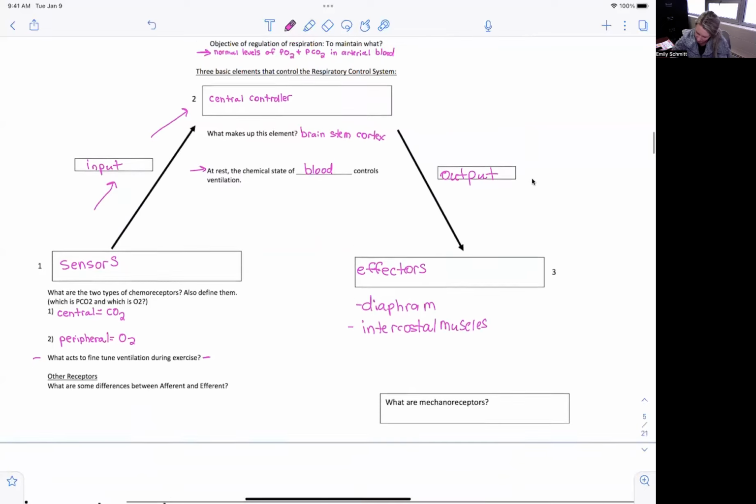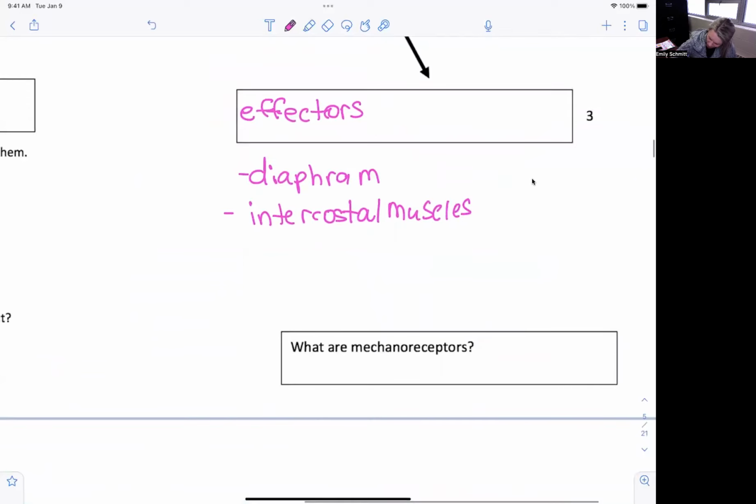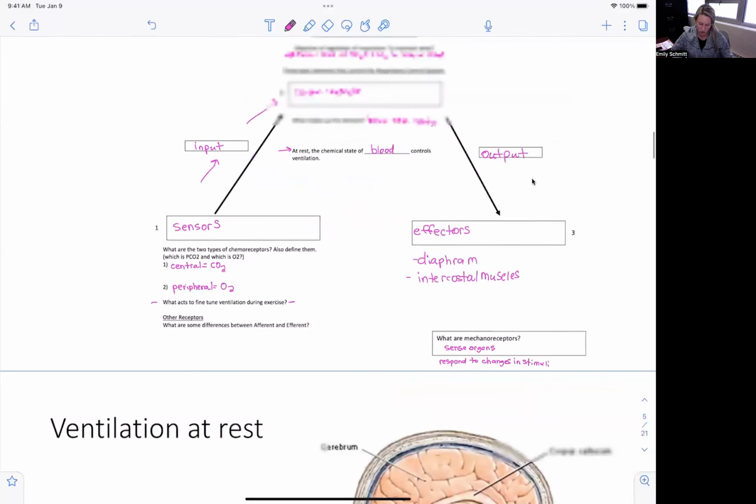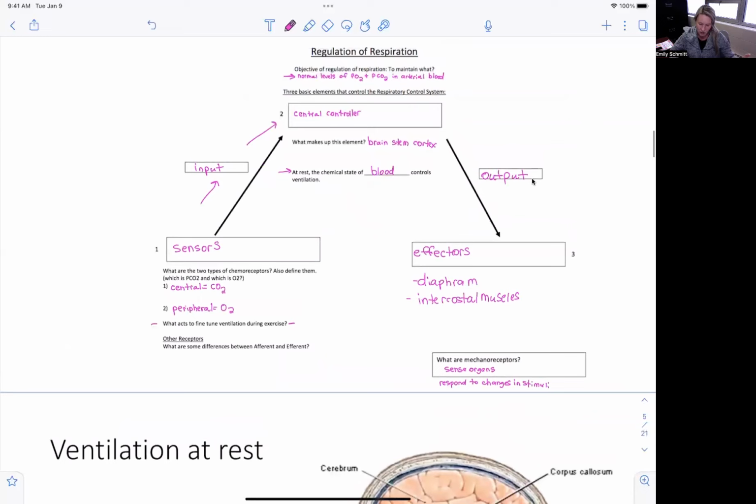We have another thing down here: what are mechanoreceptors? These are what we call sense organs. They sense and respond to changes in stimuli. So this is just a nice schematic to start our conversation on the regulation of respiration.